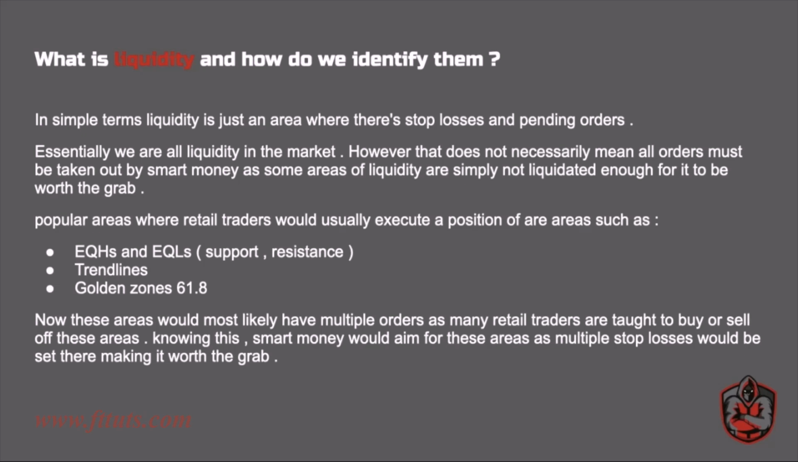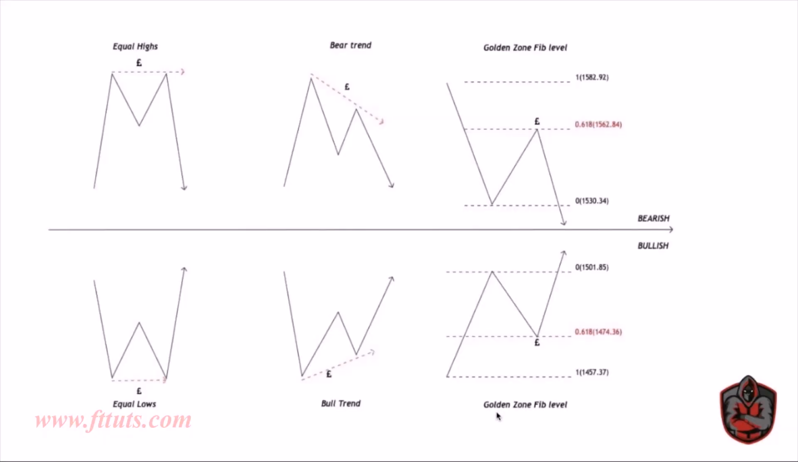Now, what does that mean? That means there are a lot of stop losses at these areas, right? Which, from a smart money's point of view, is all liquidity that they can capitalize on. These areas would most likely have multiple orders, as many retail traders are taught to buy or sell off of these areas. Knowing this, smart money would aim for these areas as multiple stop losses would be set there, which makes it worth the grab. Identify it as liquidity within the market.